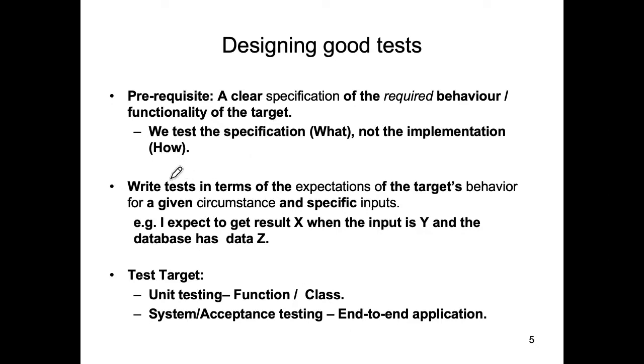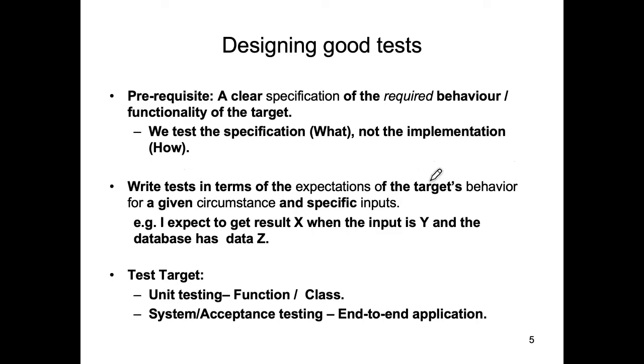Just some terminology: we write tests against what we call the target. We write tests against the target's behavior. The target is the piece of application code. If you're doing unit testing, then that may be a class. If you're doing system testing, then it may be a particular feature of the application. That's what we call the target.